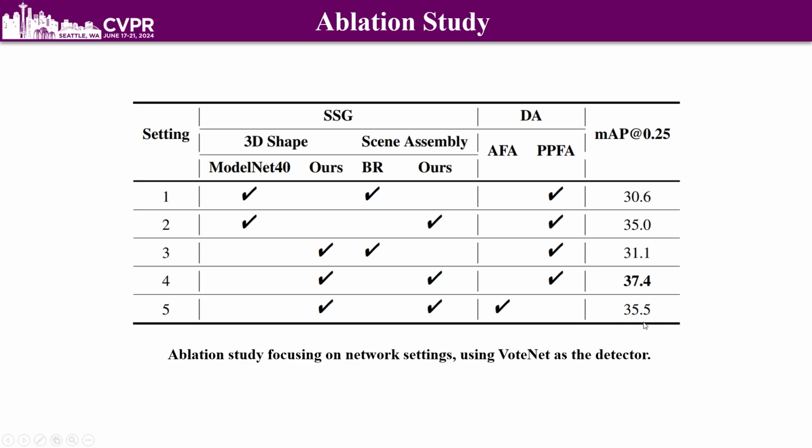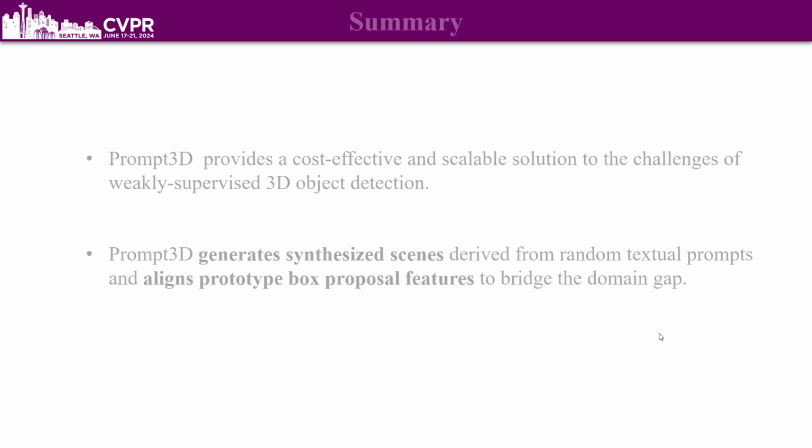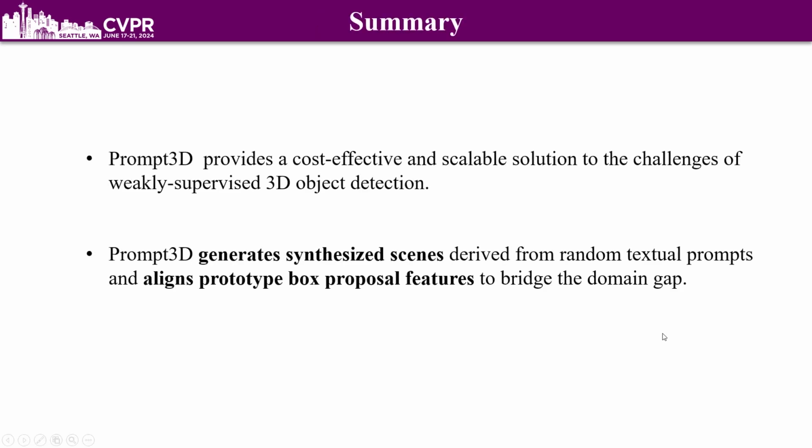In conclusion, Prompt3D offers a promising solution to the challenges of weakly supervised 3D object detection. Our synthetic scene generation technique provides a cost-effective and scalable solution to the problem of limited labeled data. By utilizing random prompts to generate diverse 3D shapes, we can continuously expand our synthetic dataset, thereby improving the training process without incurring significant annotation costs.